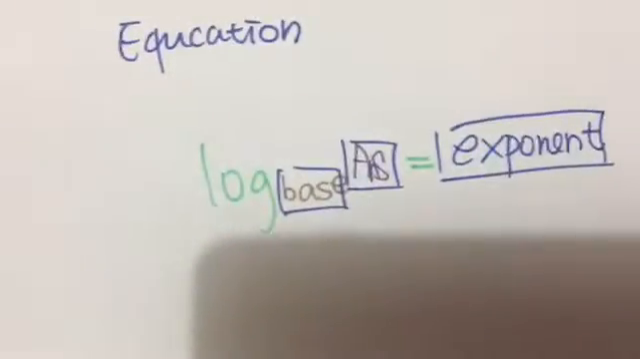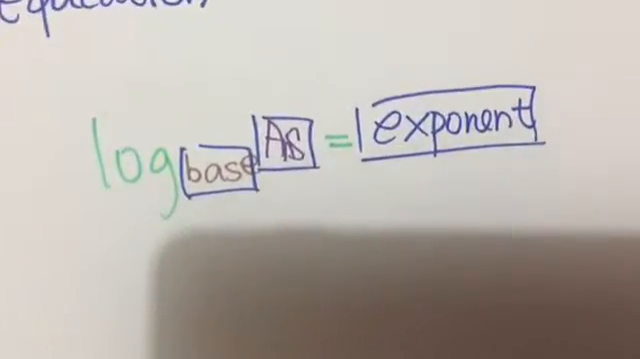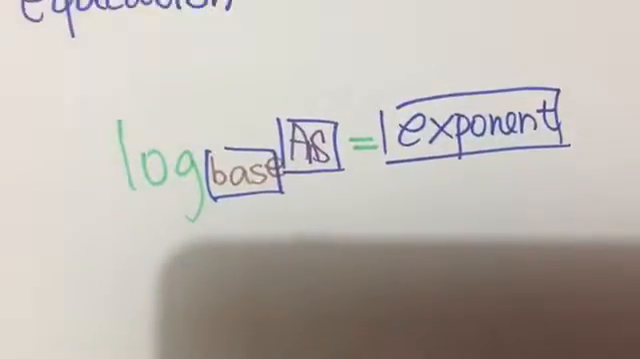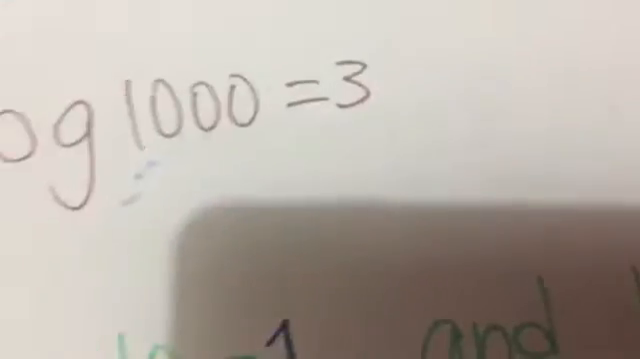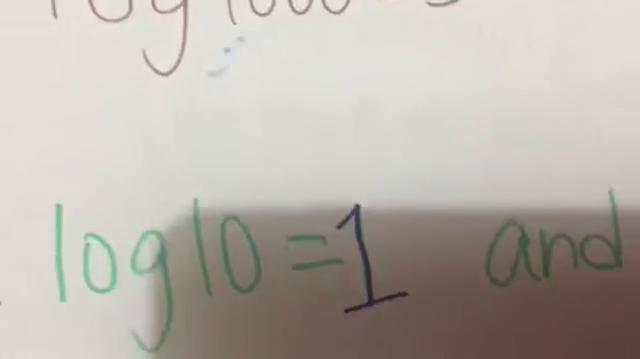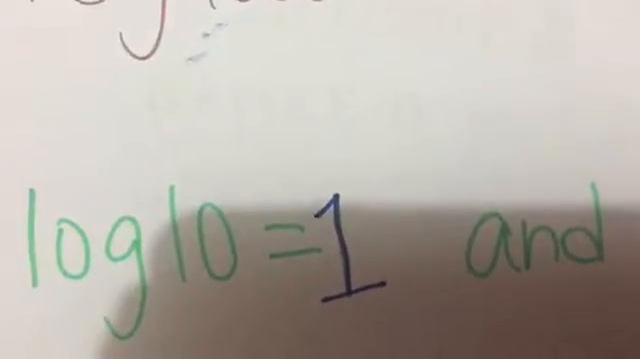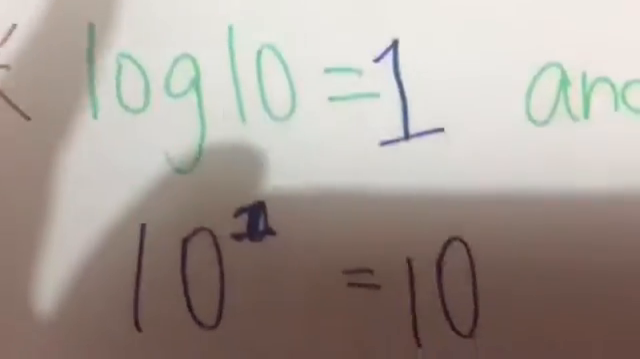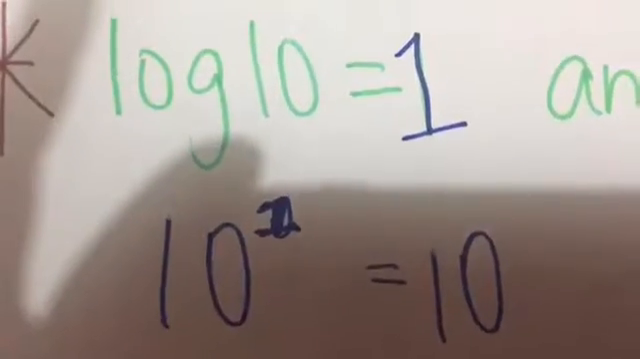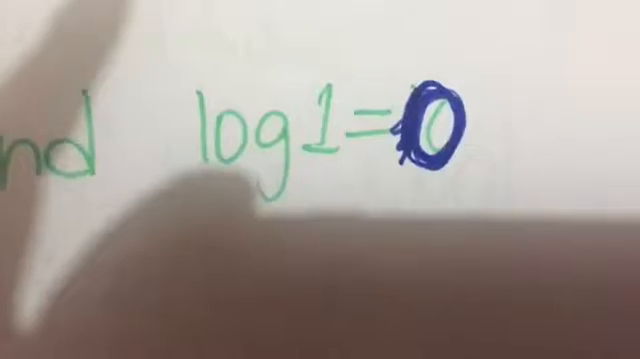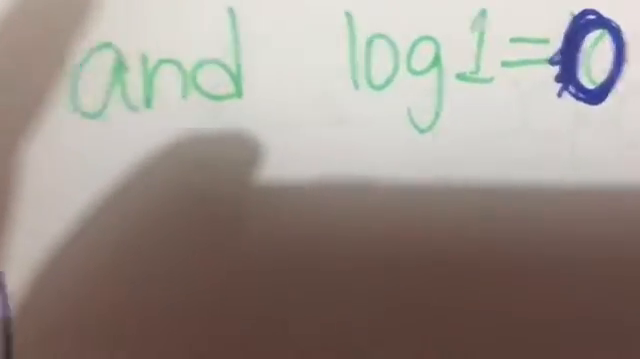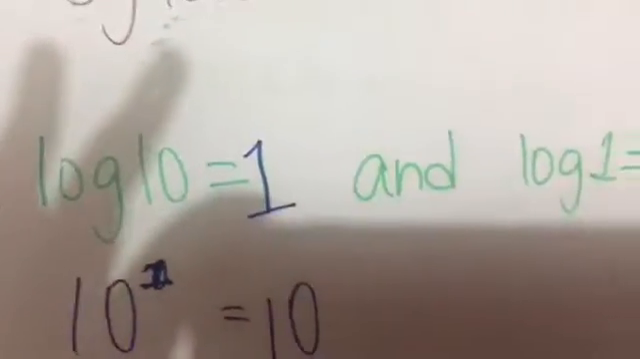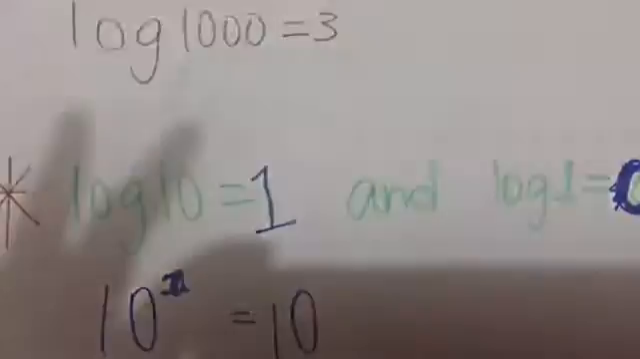Now you must remember a very important rule that you cannot forget, and many people will forget that rule. That is, log 10 equals 1 because 10 to the power of 1 equals 10. And log 1 equals 0. Just remember, log is equal to exponent.